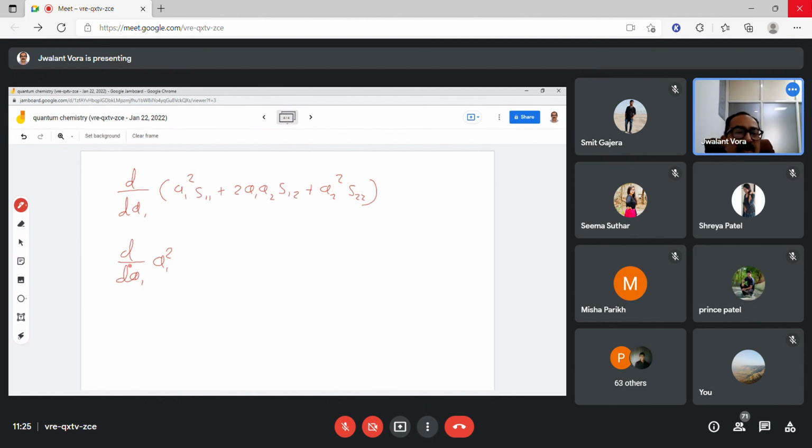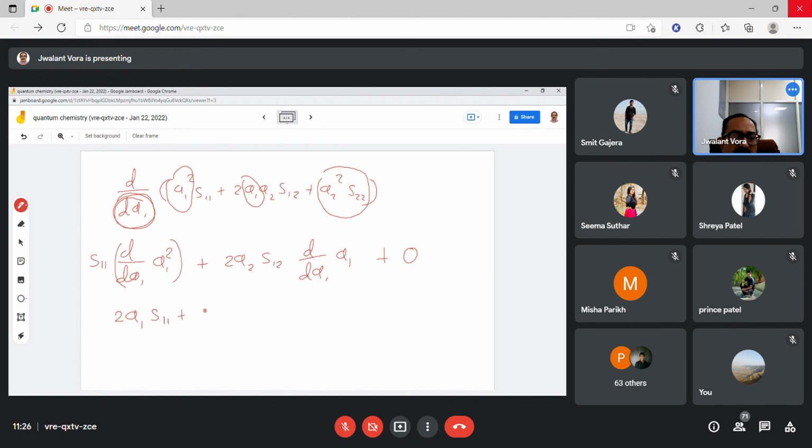Okay, here let's work out the remaining part. S11 plus twice A2 S12. d by d A1 of A1, here I took d A1, here d A1 square, and in this part A1 is not there, and this is the differentiation with respect to A1, so this will be equal to 0. d by d A1 of A1 square is equal to twice A1 S11 plus twice A2 S12. This will be equal to 1.